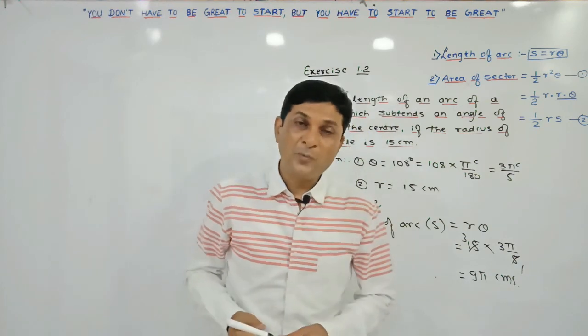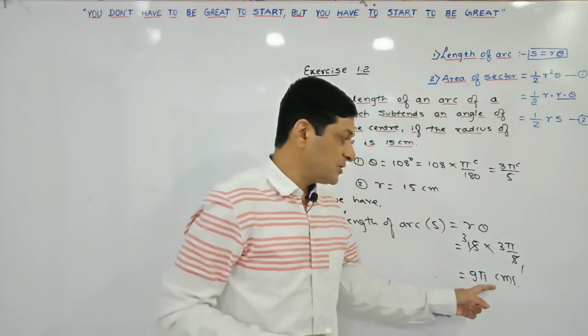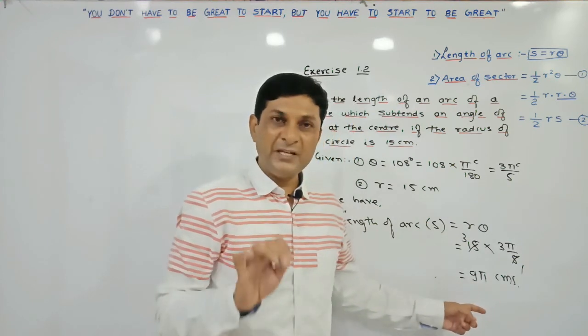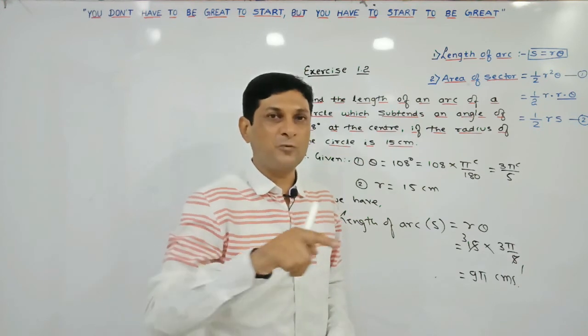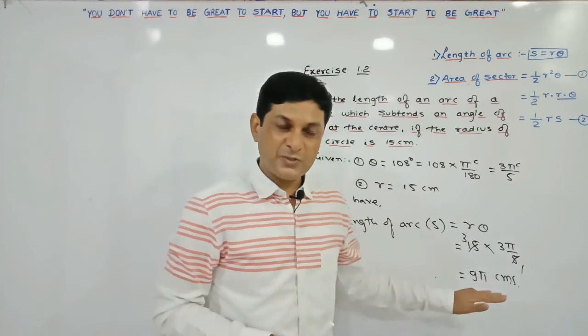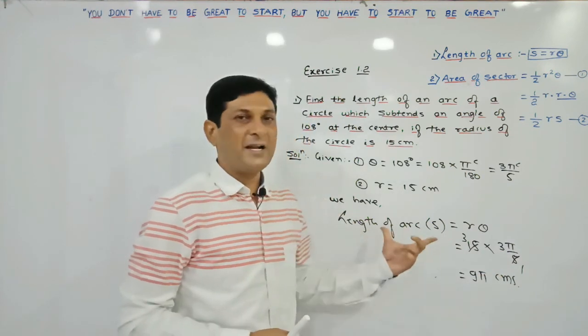Now in case of an objective type question, if the answer in the options is not in terms of pi, its meaning is that pi will get replaced by its value 3.14 or 22 by 7. And after substituting the value of pi, complete the calculation part, you will get your required length of arc.